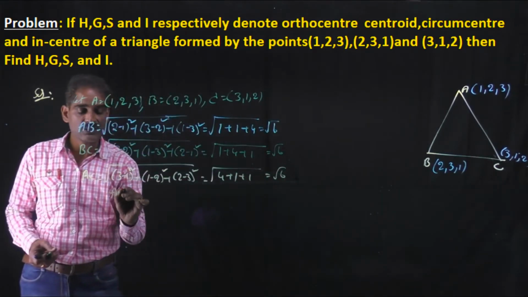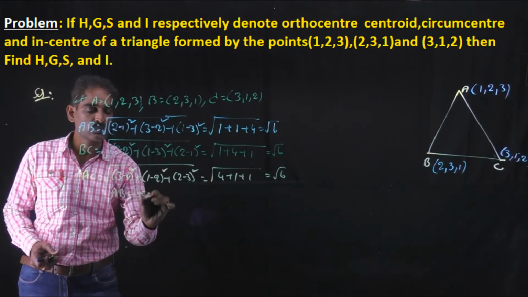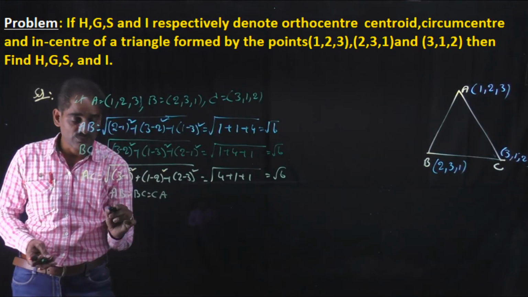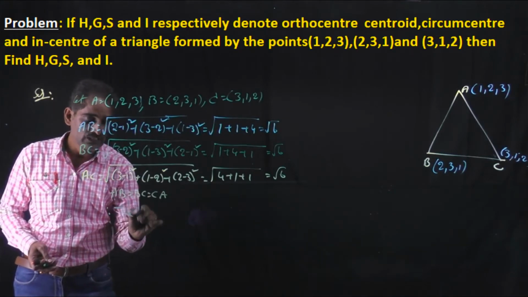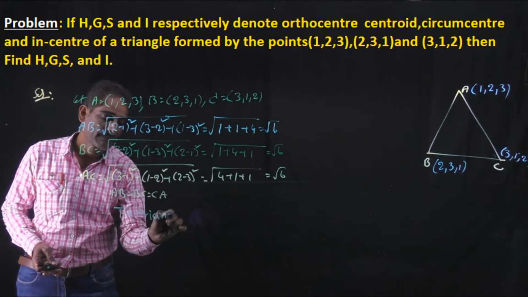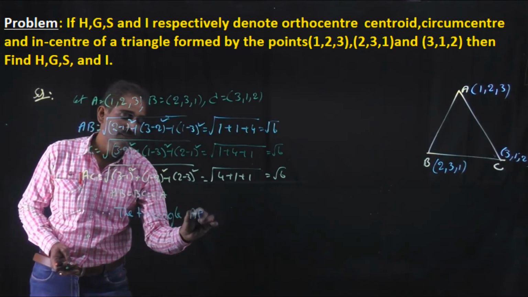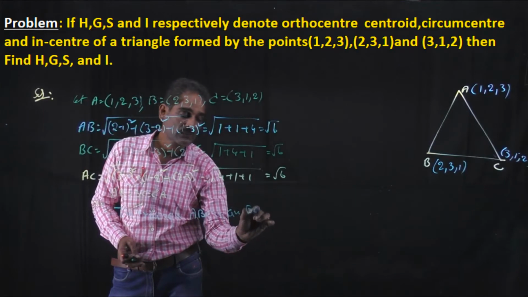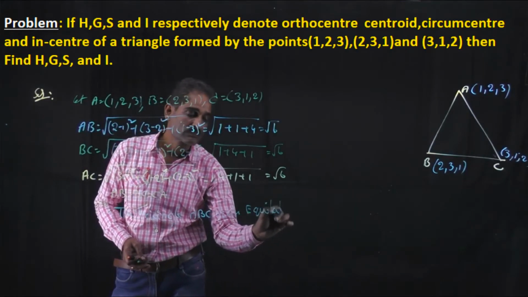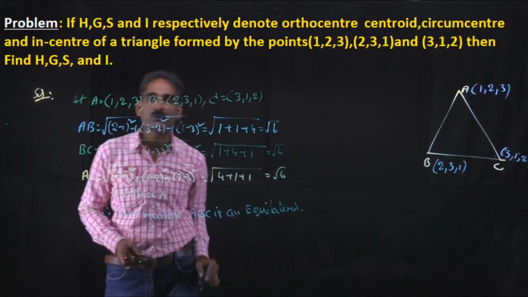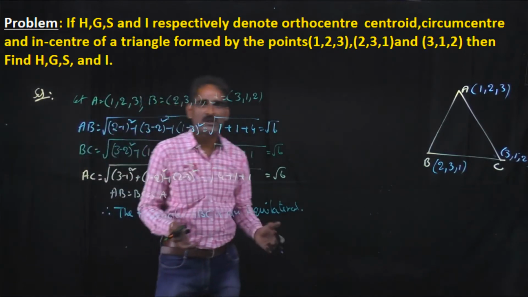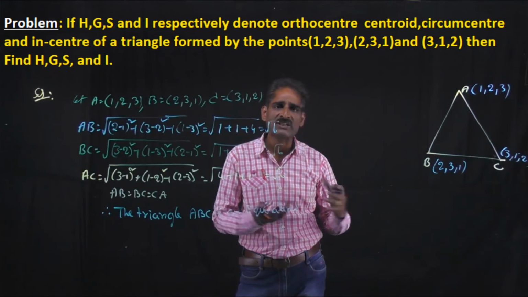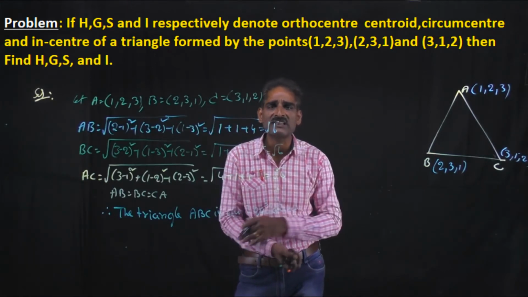Here AB equal to BC equal to CA. Therefore, the given triangle ABC is an equilateral triangle. So, in an equilateral triangle, orthocenter, centroid, circumcenter, incenter coincide. Therefore, that is nothing but the centroid.